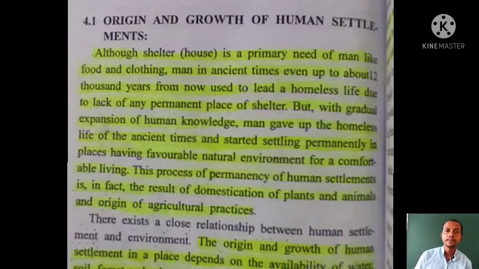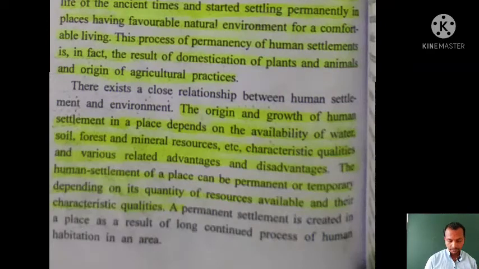A few animals they also started domesticating, to keep with them for food and livelihood support. So that way cultivation, agricultural activities and domestication started, and people learned to be together in a place.